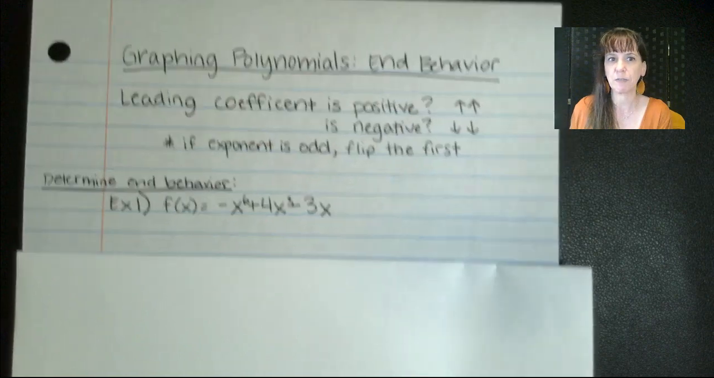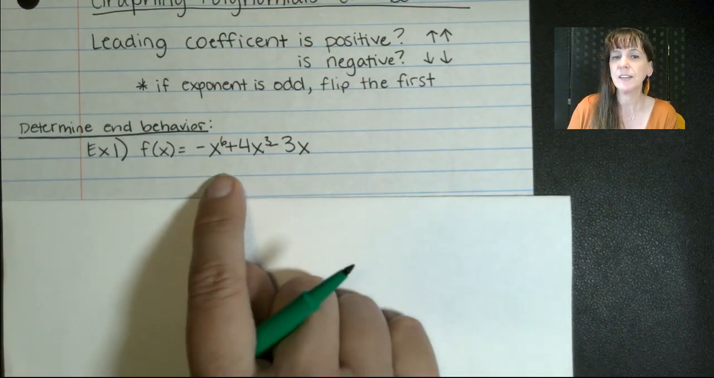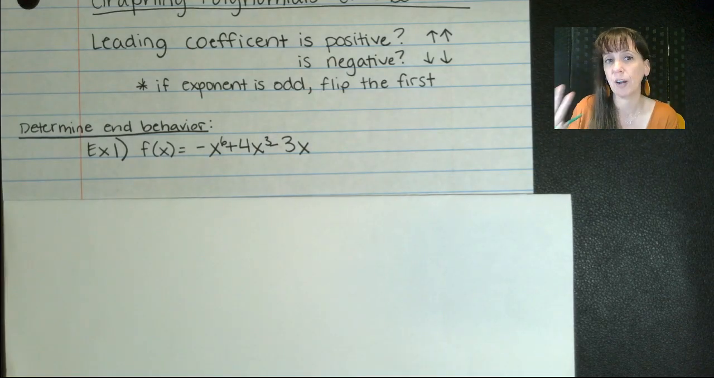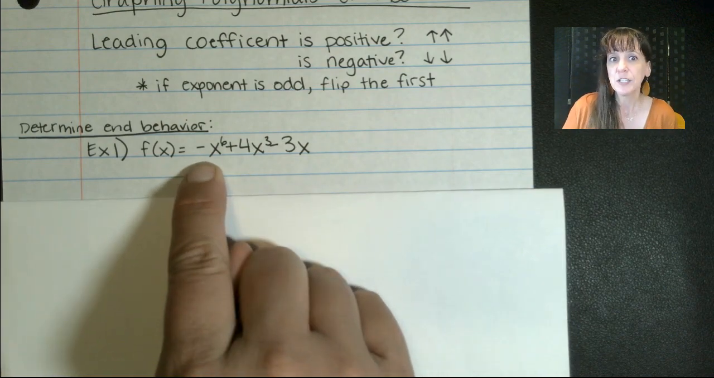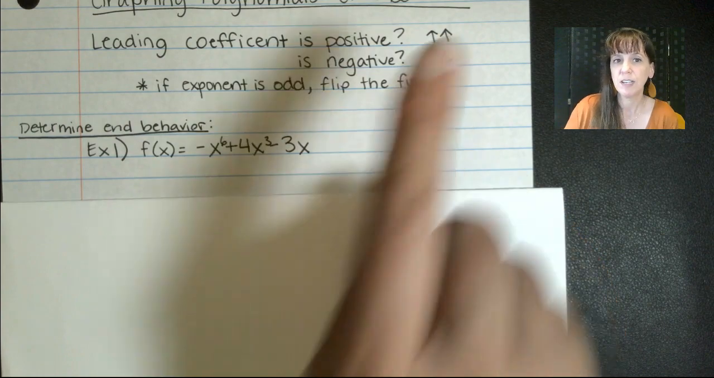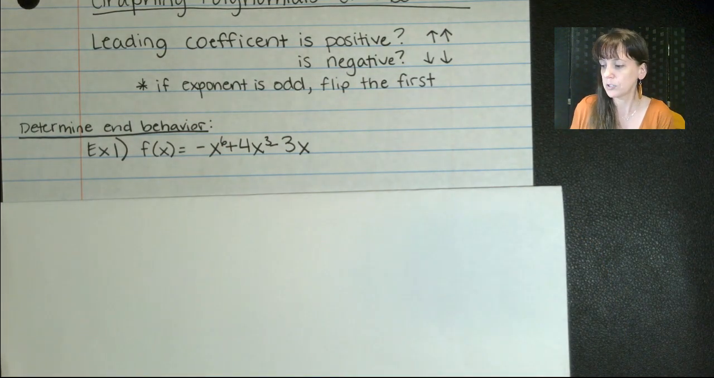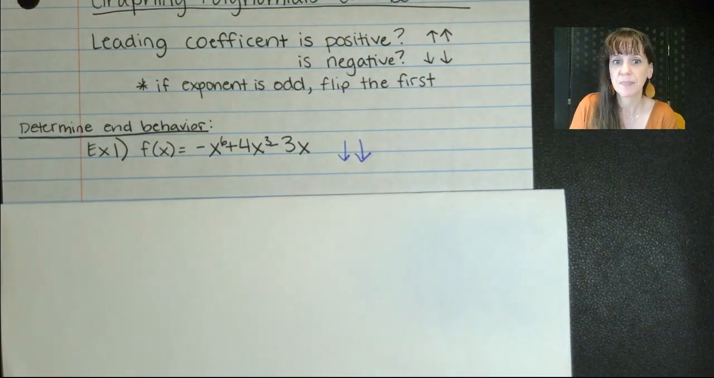So how does that work? Let's look at this guy for an example. Negative x to the sixth power. First, you want to make sure that it's in order, so in standard form with your highest exponent first. And fortunately, this one is. So we look at that and we see it's negative, and negative means down, down. And this is even, so we're going to leave it alone. So our end behavior is down, down.